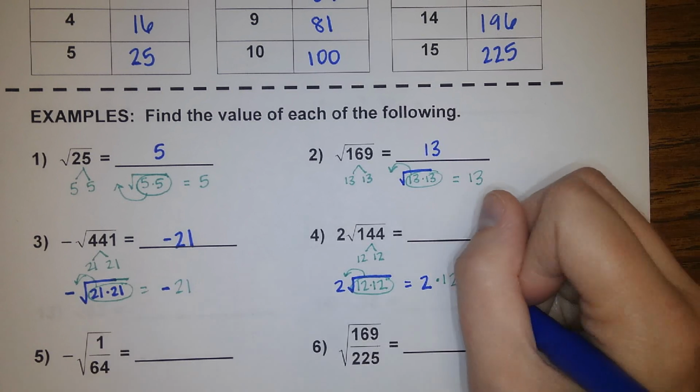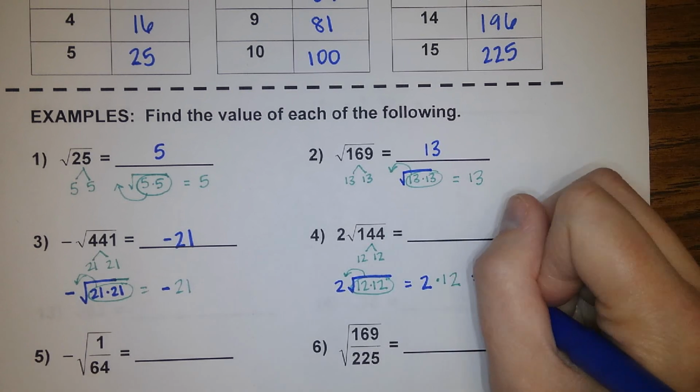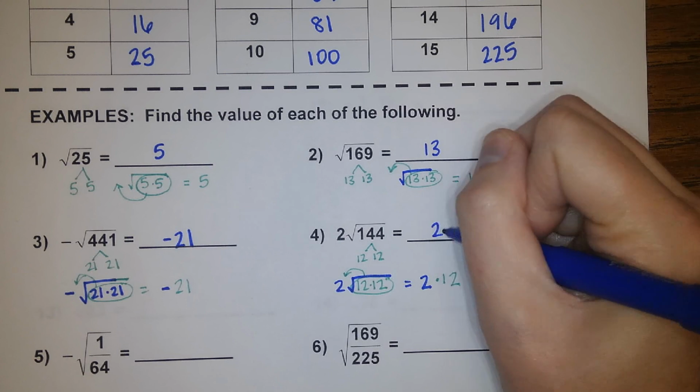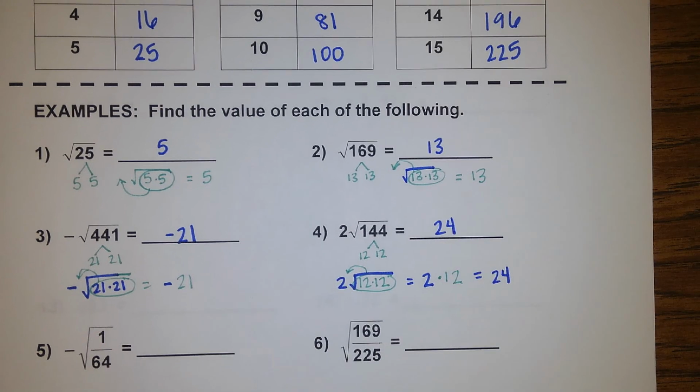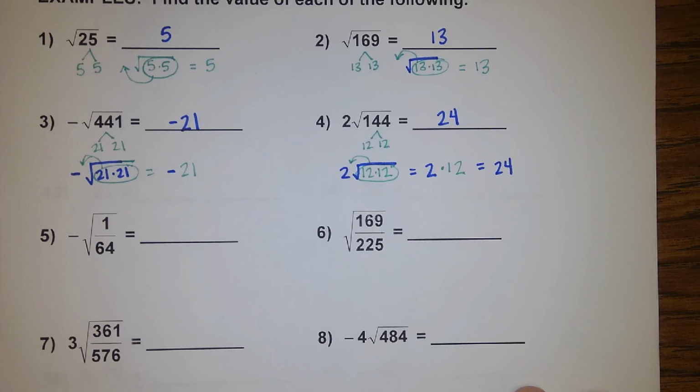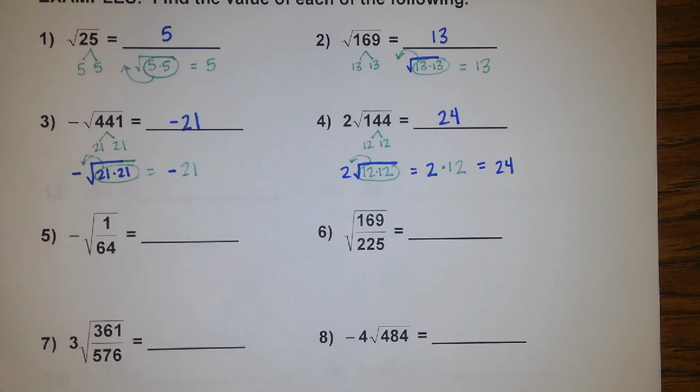And so what we are left with is 2 times 12, which is 24. So our answer would be 24. All right. Now let's take a look at these. And so I'm actually going to stop doing the factor trees on these guys down here so that we can see what we do here.